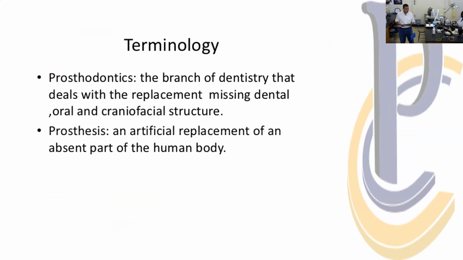So at least terminology you should know about that. Prosthodontic is "prostho" meaning artificial, and "dontic" meaning teeth. It's a branch of dentistry that deals with replacement of missing teeth. Prosthesis is any artificial replacement of any part of the human body. You can hear of eye prosthesis, ear prosthesis, nose prosthesis, but prosthodontic is teeth prosthesis.